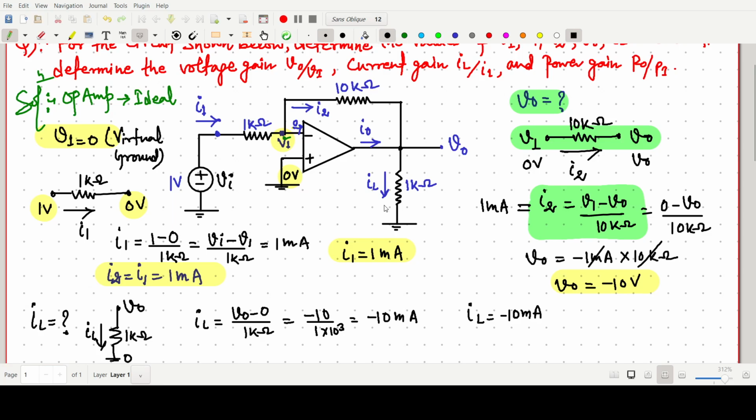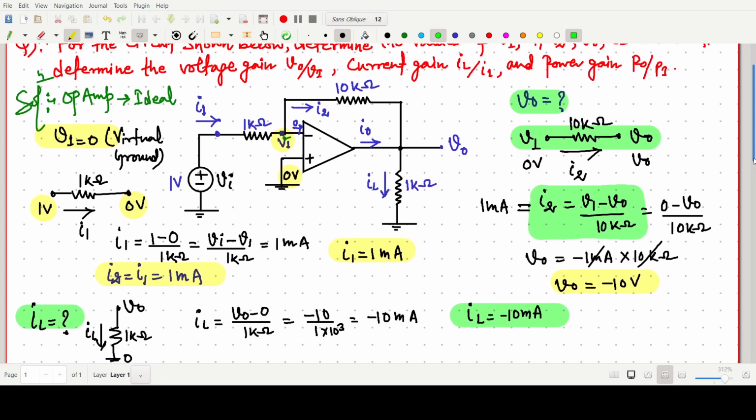So here it is shown like this. The current is basically going upward, so it is coming IL, minus 10 milliampere. I am again highlighting this one, a very important digit, IL. IL also we have found out. Okay. So next.